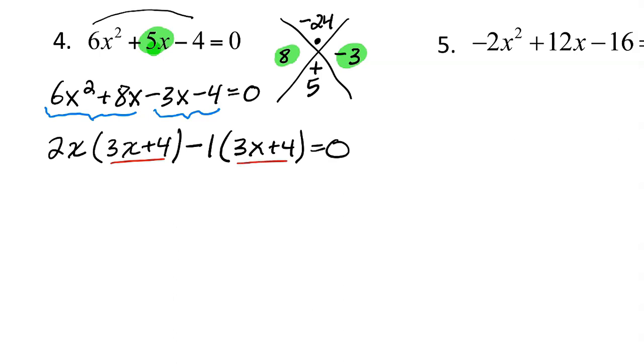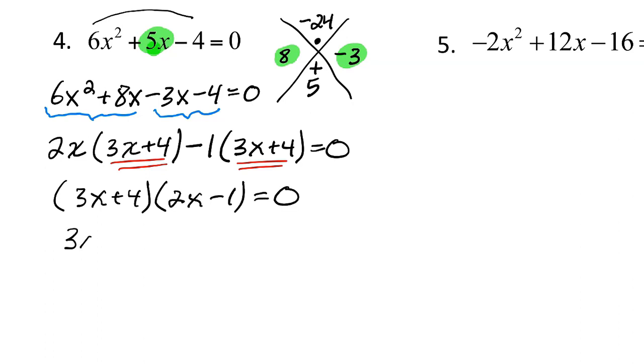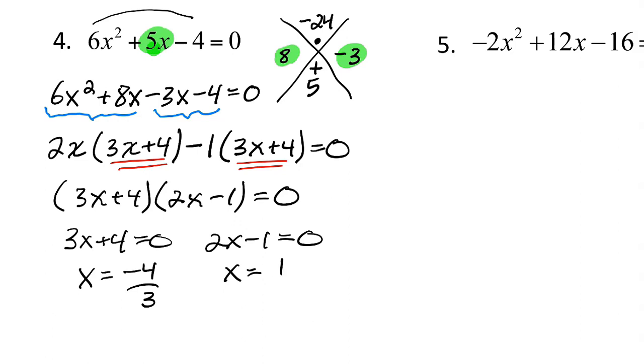Now we have identical binomials. So we can factor out that identical binomial, 3x plus 4, and we're left with the stuff on the outside, 2x minus 1. So setting both equal to 0, we would have x equals -4/3 and x equals 1/2.